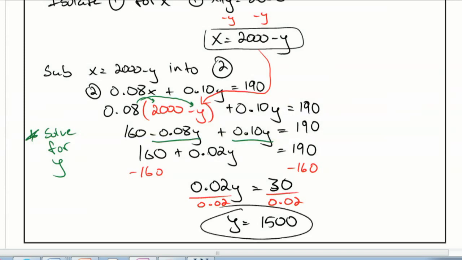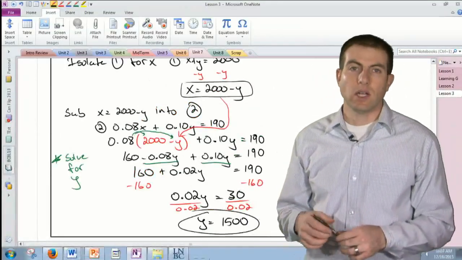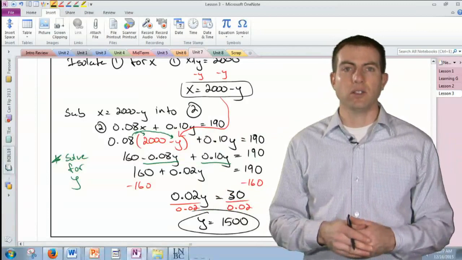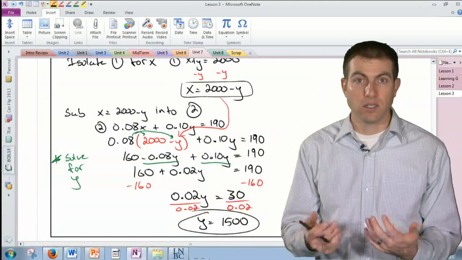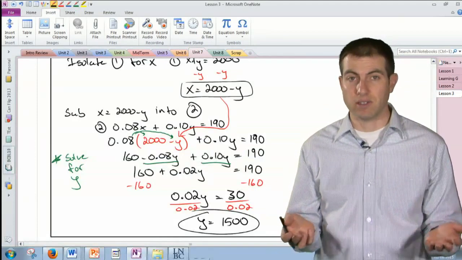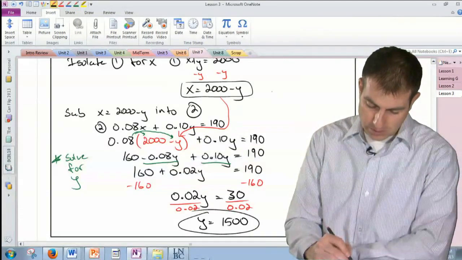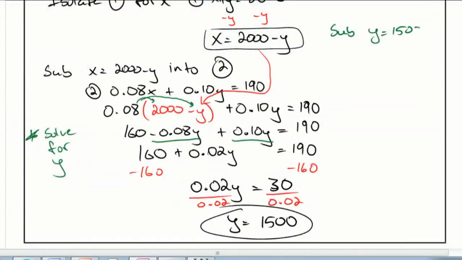All right. So I know what y equals, and if you think back to the question, it said we had $2,000, some of it was invested at 10%, some was invested at 8%. Now I just figured out that we had $1,500 invested at 10%. So if you had $2,000 in total, and you invested 1,500 of it at 10%, that's 500 left at 8%, but we should figure that out algebraically. So what we're going to do is substitute y is 1,500 into equation number 1, because that's an easier equation to deal with.